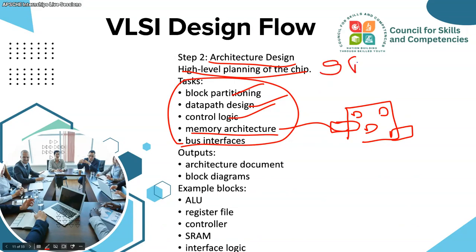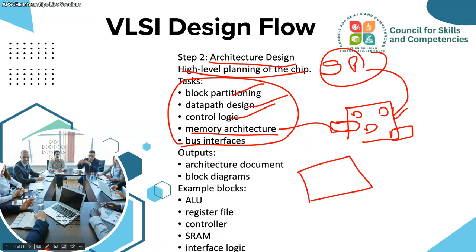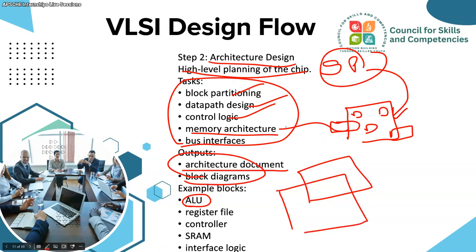They have given only the specification previously. Using that specification, they are trying to build one architecture. So they will have an architecture document and a block diagram, such kind of things. For example, if you want to do an ALU, they will give a diagram and specify what all operations it has to do. From the specification, they will have some architectural design: the register files, controllers, SRAM, interface logics. These are some examples of architectural stuff.